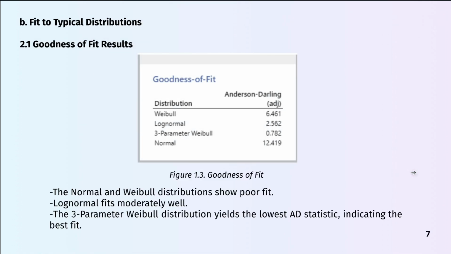We then fitted the data to several common distributions. The normal and Weibull distributions show poor fit with high AD statistics. The lognormal distribution fits moderately well. However, the 3-parameter Weibull distribution performed best with the lowest AD statistic of 0.782, indicating the closest agreement between the model and the data.